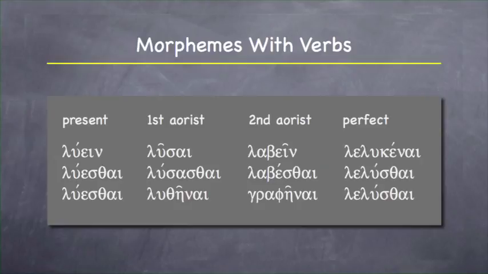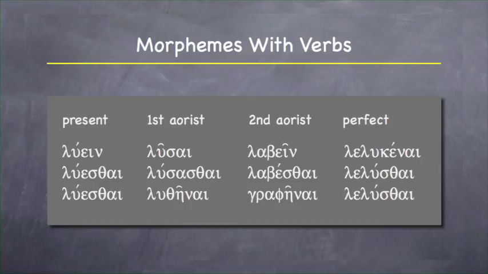Here's what they look like when you stick them onto a verb. And so spend some time in the chart and just go over and make sure it's all going to be clear. Again, you can see how the present and the second aorist are easily confusable if you haven't memorized your roots and stems accurately. But for the most part, these should be straightforward.